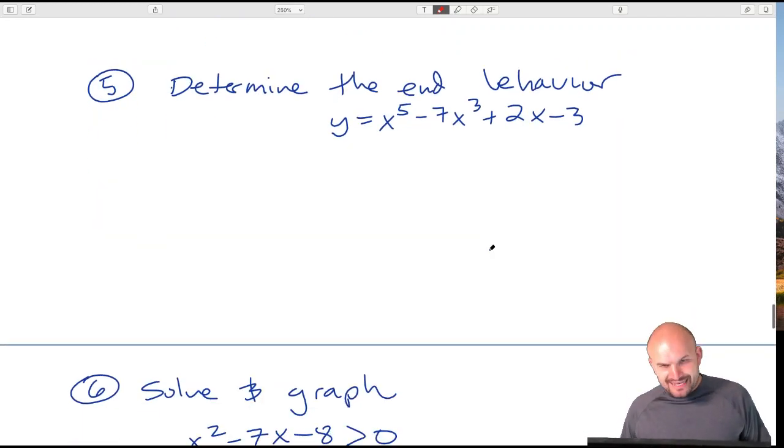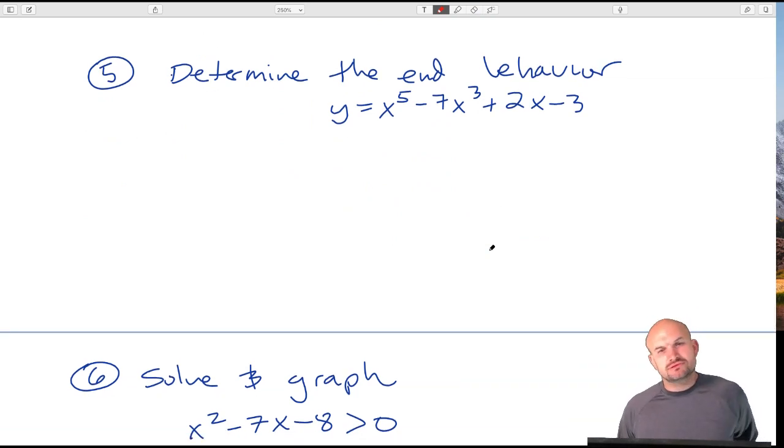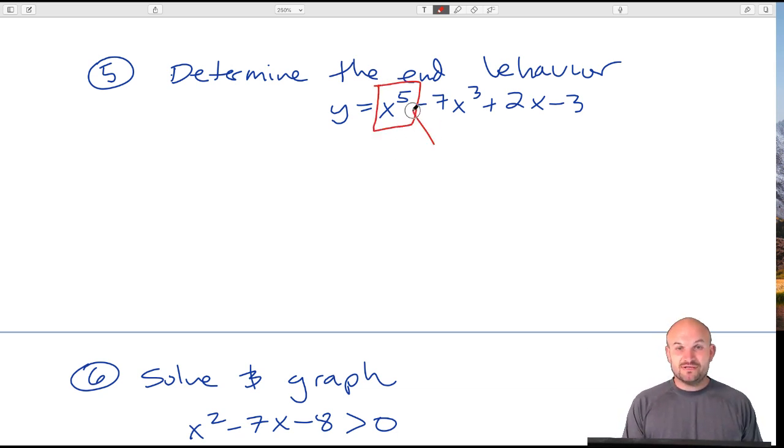Determine the end behavior. So we just covered this again in my class, so I'll do a quick little version, a quick thing to remember. First thing is we only care about the leading term. That means we're caring about the highest exponent, which is what we call the degree, as well as the coefficient of that leading term, which we call the leading coefficient.